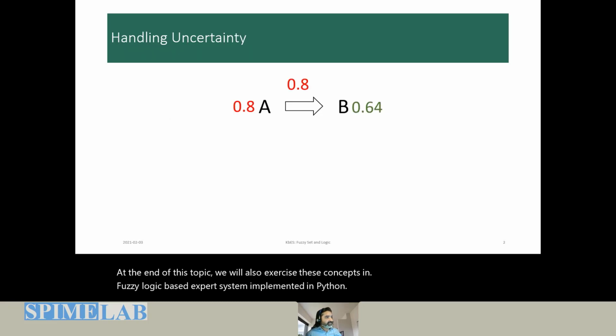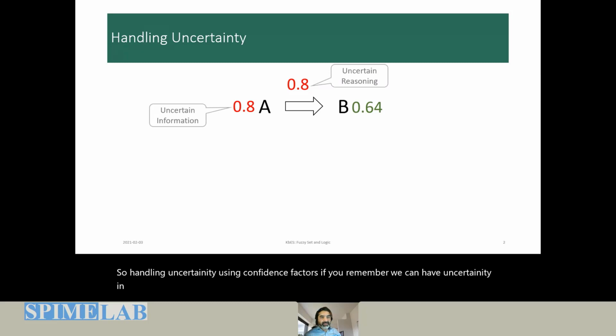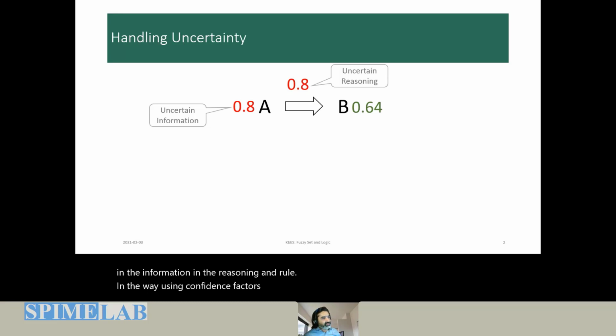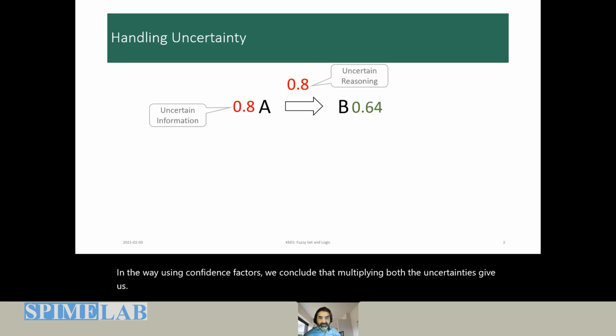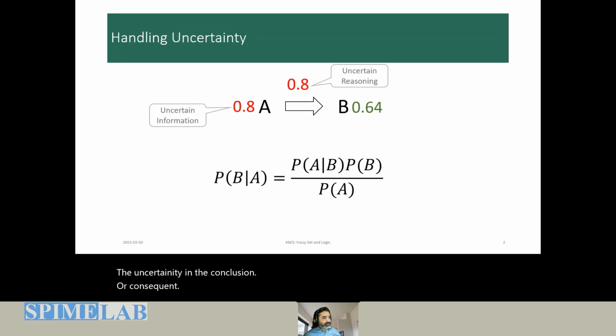So handling uncertainty using confidence factors, if you remember, we can have uncertainty in the information or in the reasoning and rule. In the way using confidence factors, we conclude that multiplying both the uncertainties gives us the uncertainty in the conclusion or consequent. The second way was the probabilistic Bayesian way.